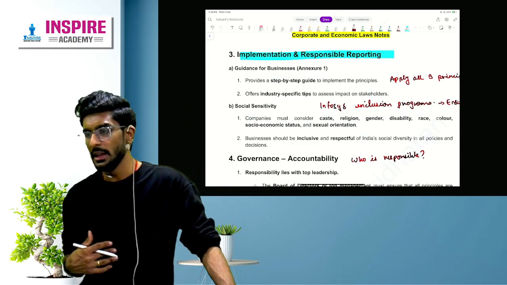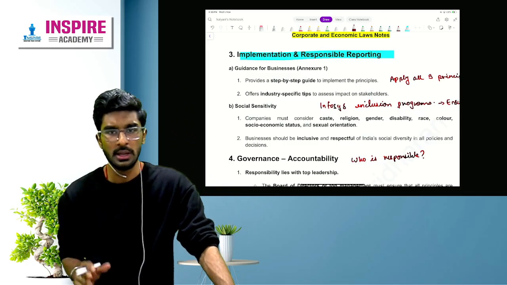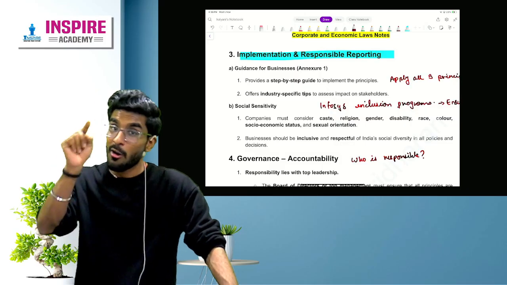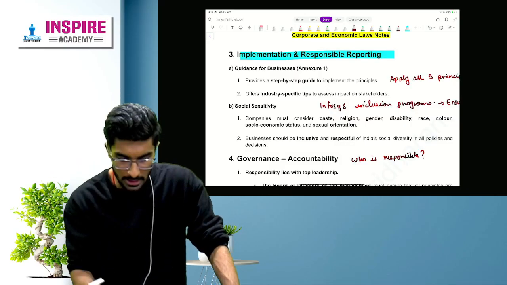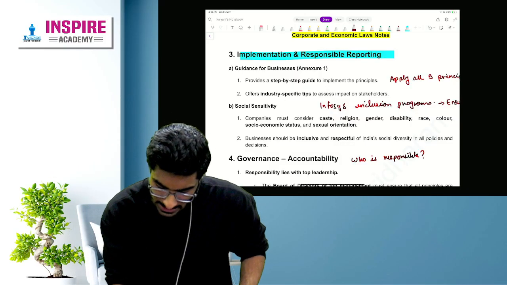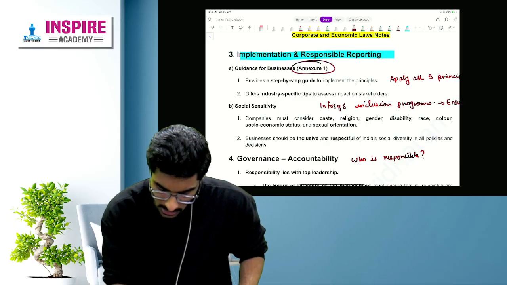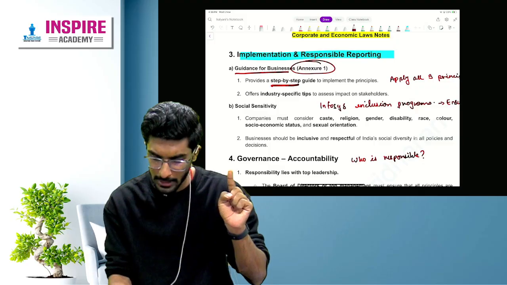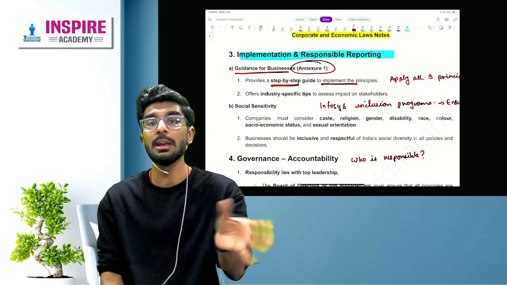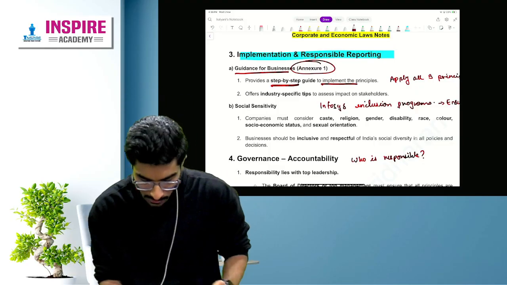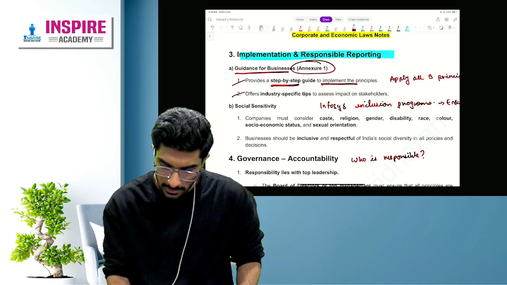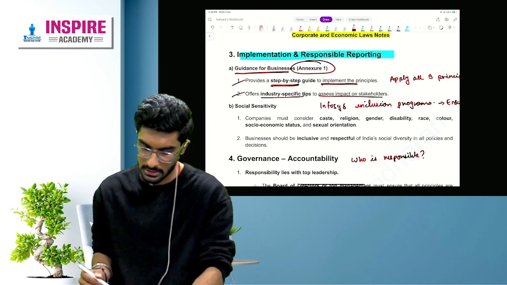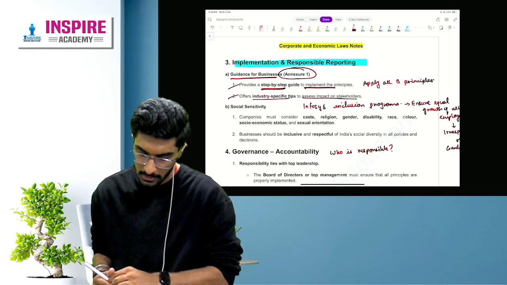If a company is not sure how to disclose the BRSR report, how to find details, how to collect details, for that also an instruction kit is made, and that is called Annexure 1, which talks about guidance for businesses. They provide step-by-step guidance to implement the principles, as to how they can apply all the 9 principles. Yes or no? And next, they also offer industry-specific tips to assess the impact on the stakeholders. Yes or no, people? So, 2 things.